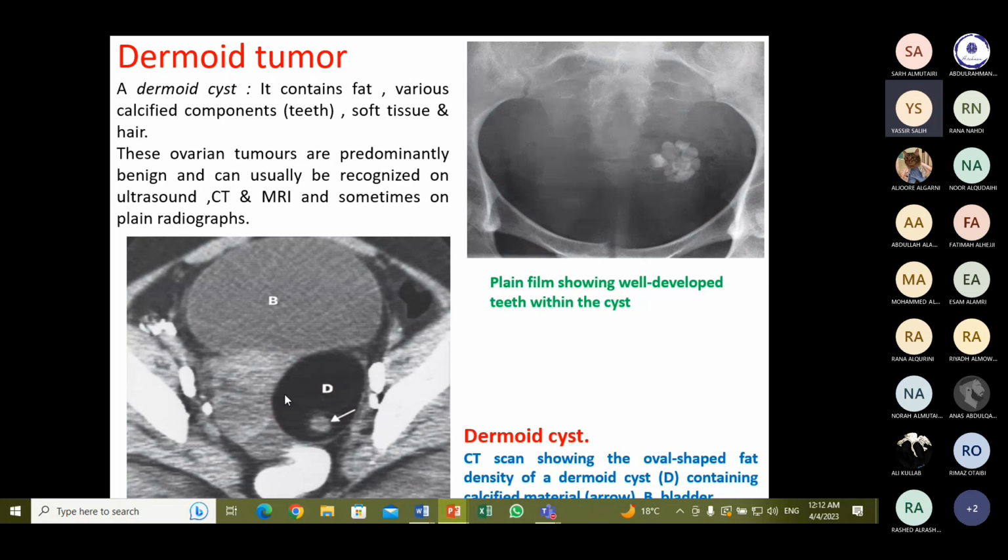You can see this cystic lesion. Notice that we have calcification in it, and here we have fat, fat density, hypodense, totally dark. So this is a dermoid cyst. The CT shows the calcification well, and you can see the fat density of the dermoid cyst, and this is the calcification. So this is a dermoid cyst on CT.